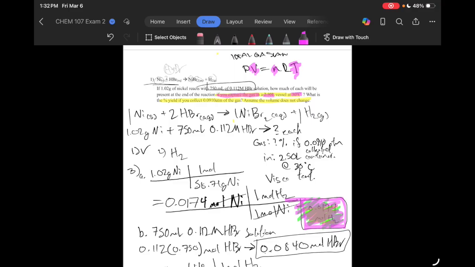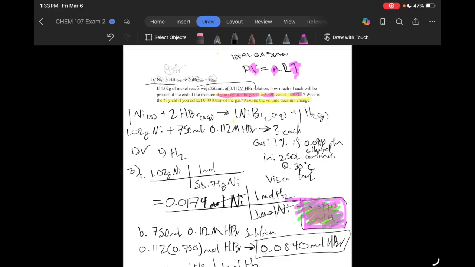Because the amount of hydrogen gas that we can produce is going to be limited by how much nickel, because nickel is going to be the first thing we run out. So once we run out of nickel, there's nothing more we can make because there's no more ingredients, right? You can't make a sandwich if you ran out of bread. You could make a sandwich with a lettuce wrap or something, but if you run out of bread, you can't make a sandwich anymore. So the amount of sandwiches you can make is limited by the amount of bread you have in this scenario.